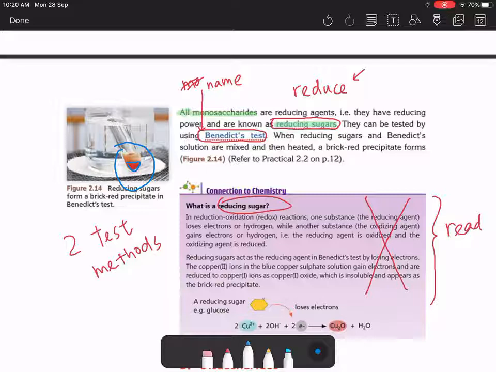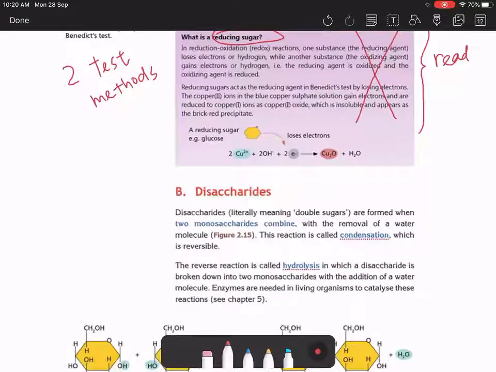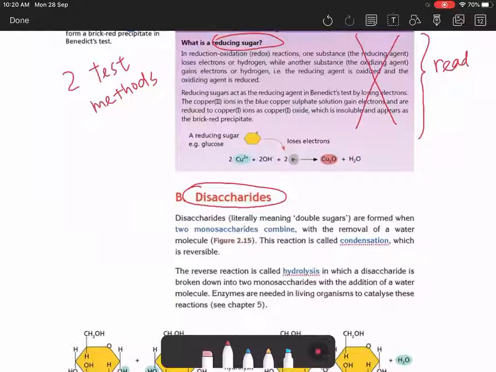Okay, again. Now, that's all about monosaccharide. Now we go to disaccharide. Again, don't highlight any of this part. I will explain to you, and then later I will highlight the part on page 24. Okay, again, disaccharide, di means two, double sugar. So that's why we call them disaccharide.